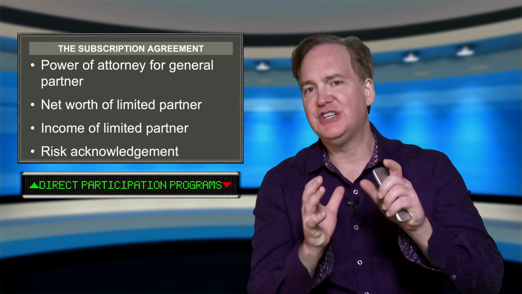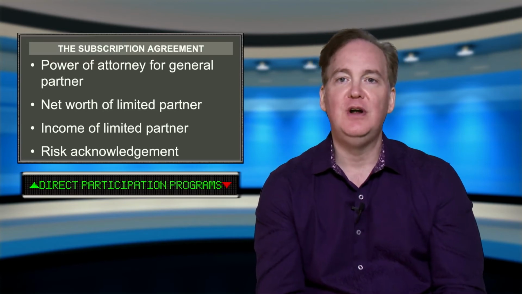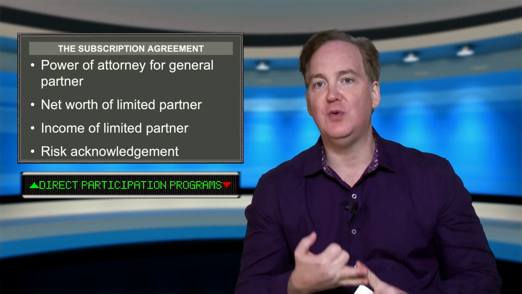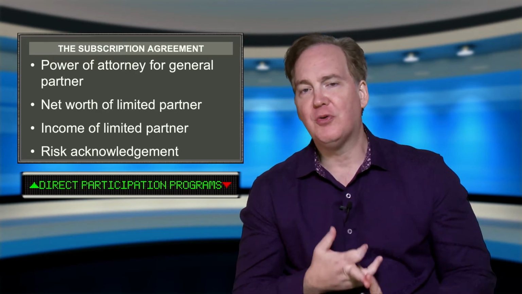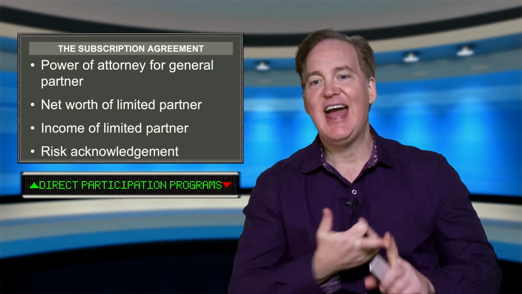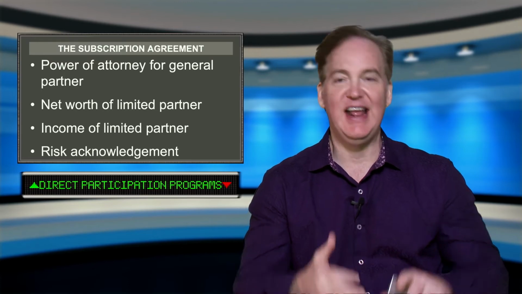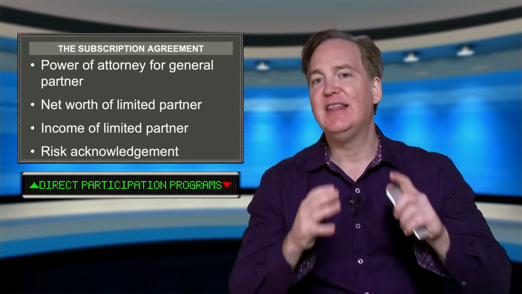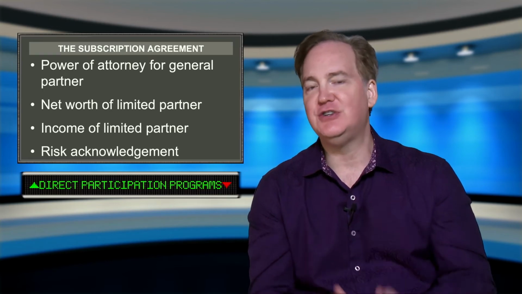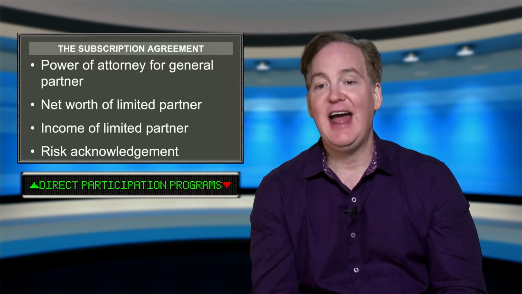It will also disclose suitability information relating to the prospective purchaser. 1, what is your income? 2, what is your net worth? 3, you acknowledge the risk associated with this investment and you know that you can afford the risk associated with the investment. This is the document that the general partner is going to review and use this to determine whether the limited partner should be accepted as such.